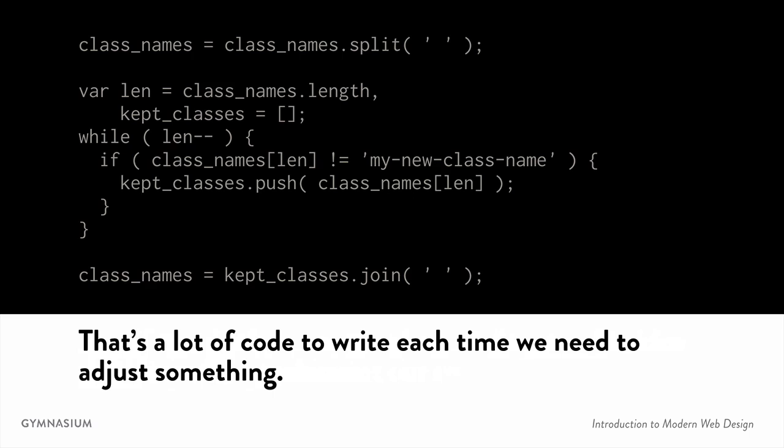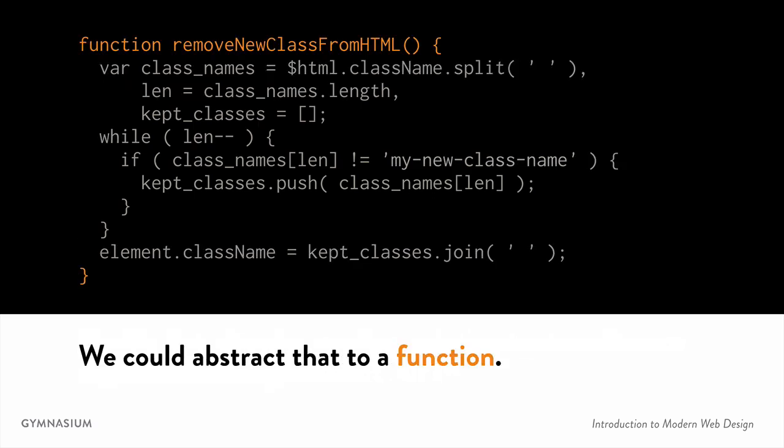Now that's an awful lot of code that we need to write each time we need to adjust the class name on a particular element. In order to make it a little bit more usable if we need to call it multiple times, as we do in the case of this particular script, we can abstract that to a function. In this case, I've created a function using the function declaration, and I've named it removeNewClassFromHTML.